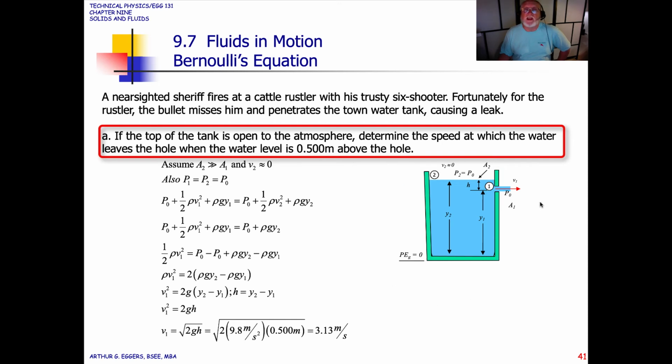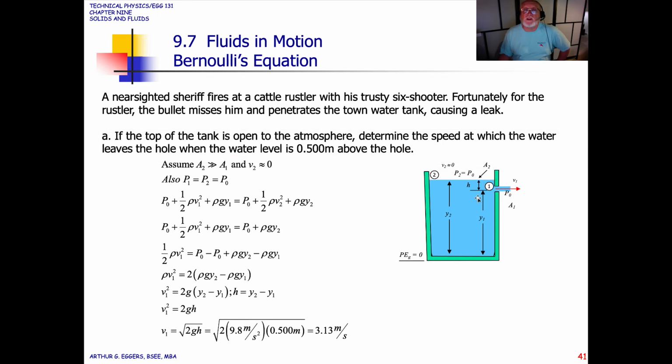So we've got everything laid out in this little diagram here to show where the bullet hole is, where the height is, and the pressure. So if we assume that the cross-sectional area 2 is much greater than the cross-sectional area 1, then the velocity is approximately 0. Okay, so there's our area 2, here's our area 1.